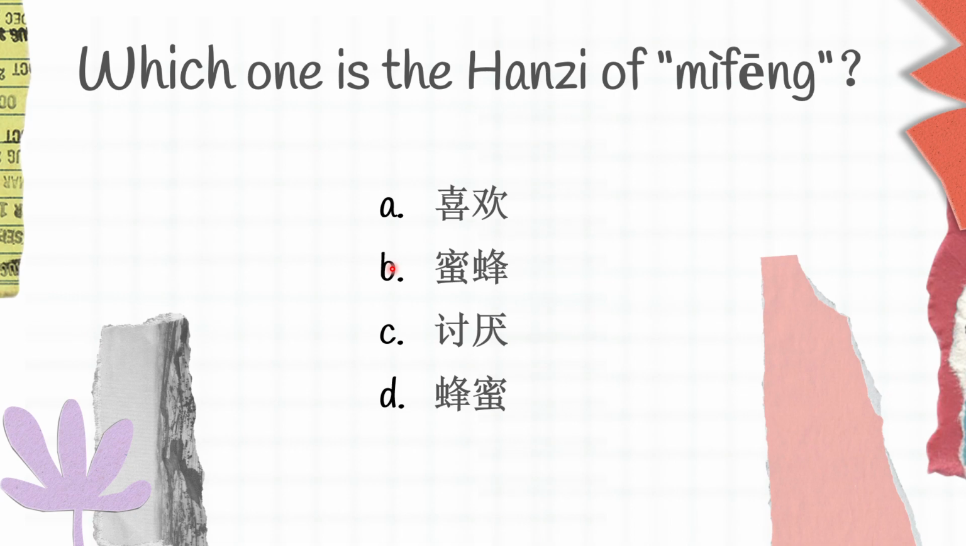Do you guys get the right answer or not? Because it's a little bit tricky. While B is 蜜蜂, D is 蜂蜜. But B is the right answer.